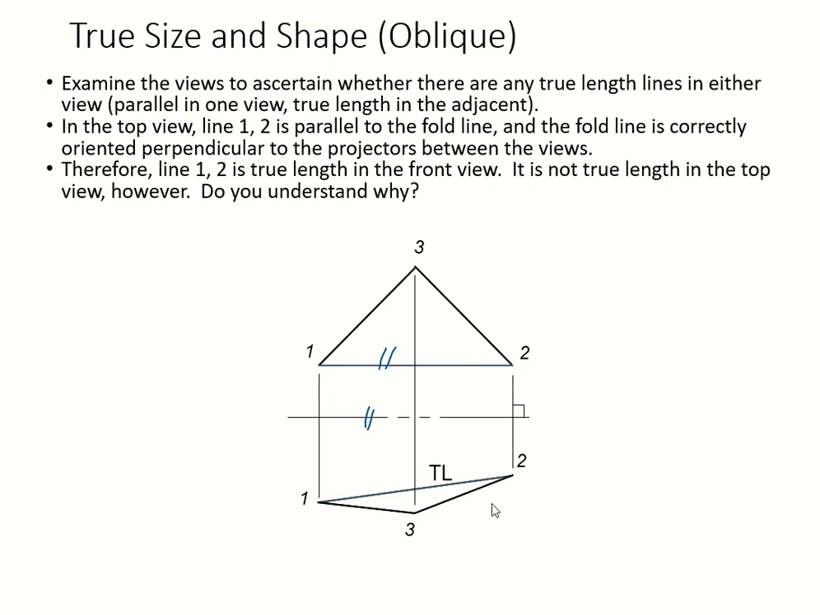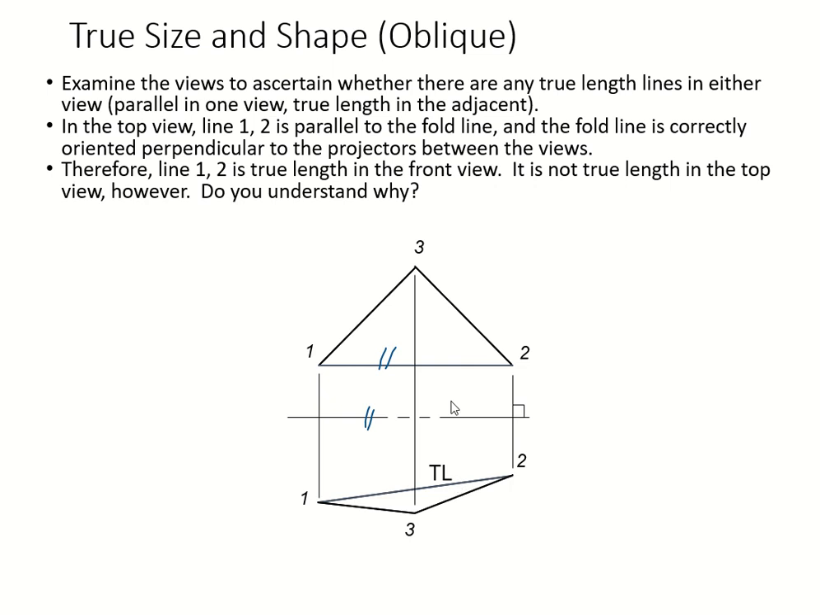So your line 1, 2, all right? And here is your TL, that's your true length line. You get it in your front view. Find the line in the top view that is parallel to the fold line, in this case it is a top view. Find the line that is perpendicular to your fold line. Project that line to the next view, and that is your true length line.